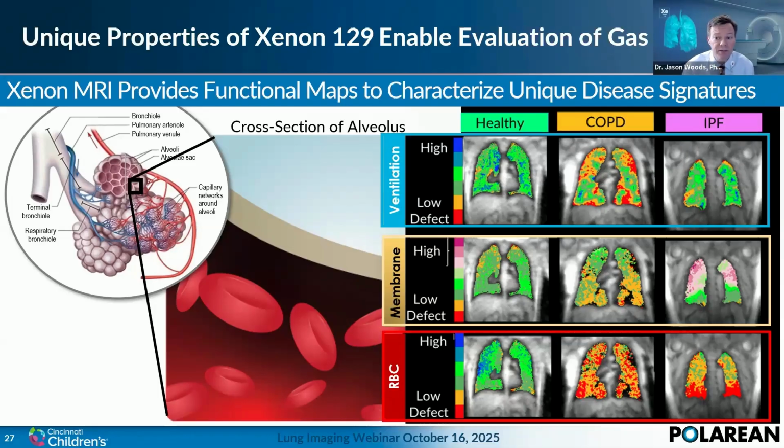And then the red blood cell transfer is significantly affected as well. And there's not a one-to-one correspondence between the RBC and the membrane. So those areas of increased membrane are not necessarily the areas of decreased RBC.